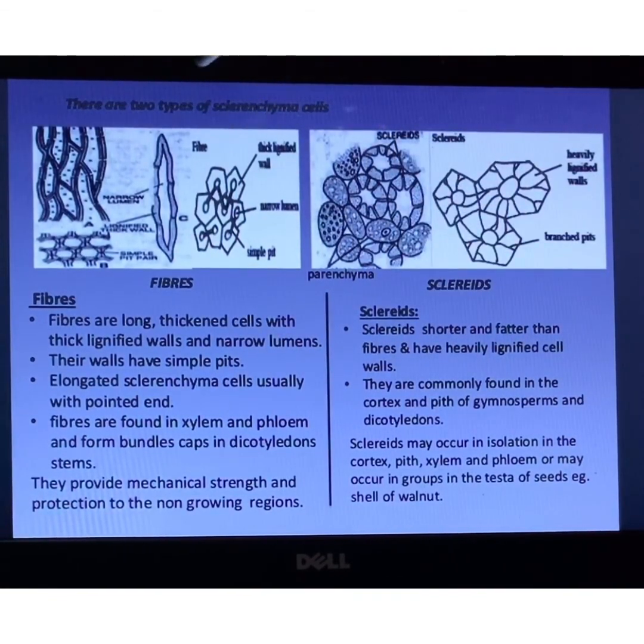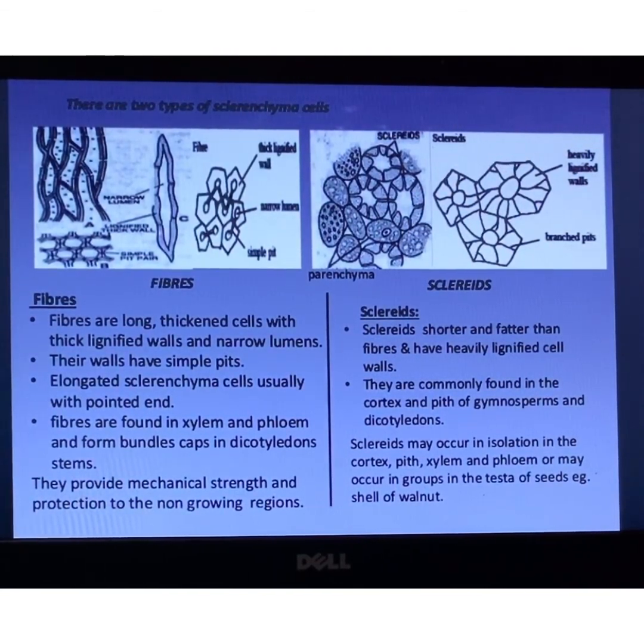Fibers, the name itself, you can understand they are fiber-like. And sclerids are more rounder or fatter. And they have heavily lignified cell walls. Where are they usually found? They are found in the cortex and pith. Now cortex and pith are nothing but the internal cells of the plants. So you have epidermis as your outer covering, then the cortex cells are there. So cortex cells are basically parenchyma cells only, but in between them you will find these sclerids.